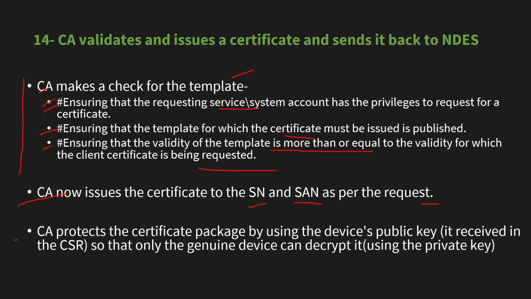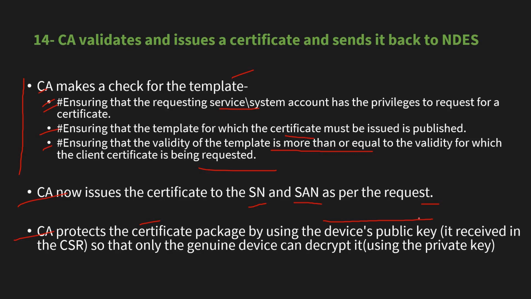The CA protects the certificate package. So the CA has now issued a certificate, right? And the CA is now going to give that certificate to the NDES, and the NDES is going to give that certificate to the device. The CA is now going to protect this certificate by using the device's public key. And where did the CA receive the device's public key? The public key was there in the CSR itself. Why is it protecting the package with the device's public key? It is doing that so that the certificate can only be decrypted using the private key of the device.